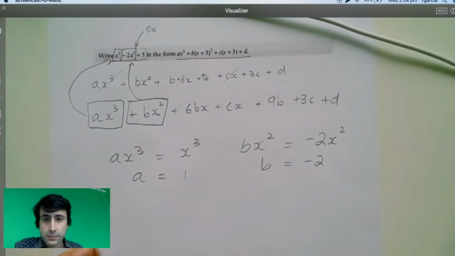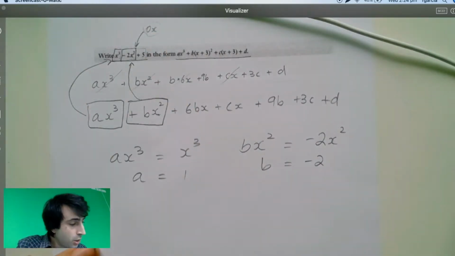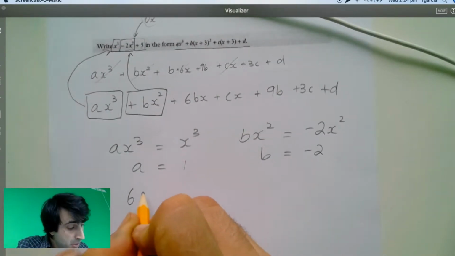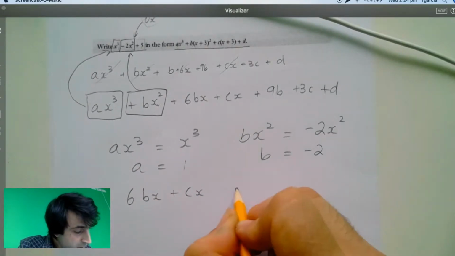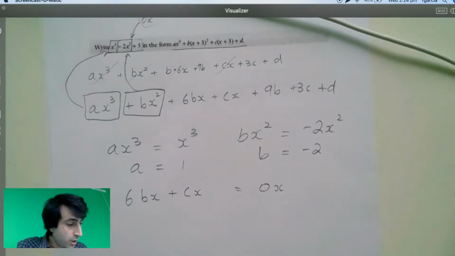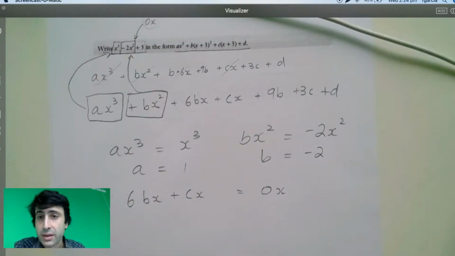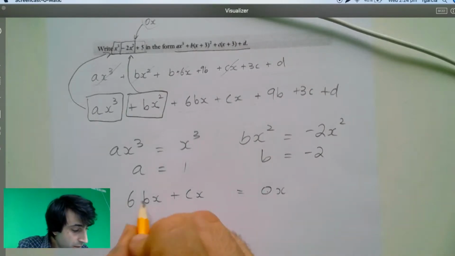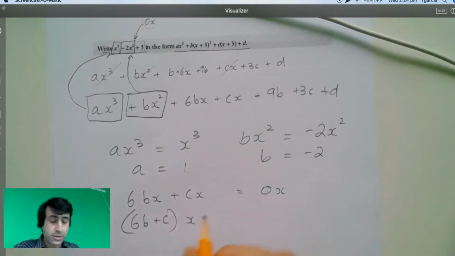Because there's no other x squareds down here, that has to be linked to that. Now, as I said before, 0x is significant here because I've got a strange thing down here. I've got 6bx plus cx equals 0 x's, because they obviously have to equal nothing, since there are no x's to the power of 1 in our original polynomial, so they have to equal 0 in this case. So 6b plus c times x, all I've done is factorize that, has to equal 0.